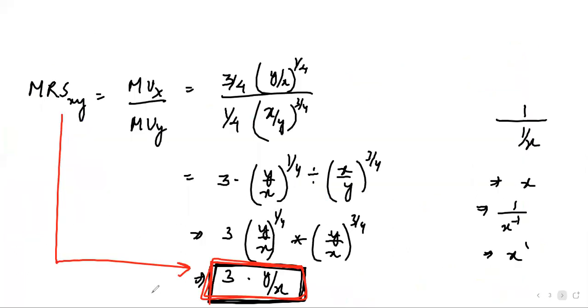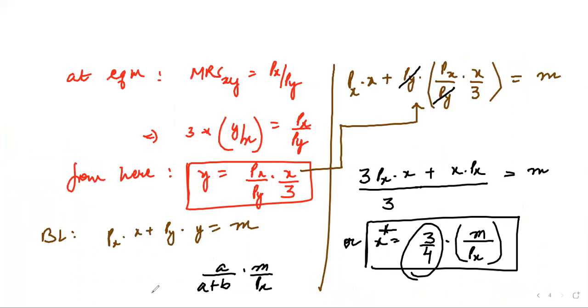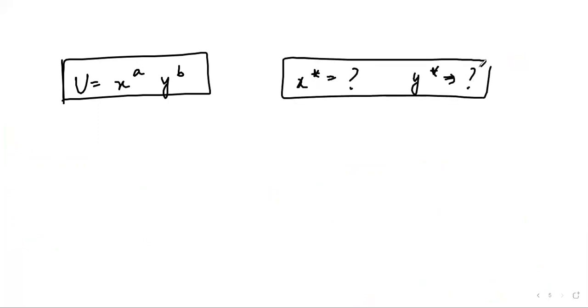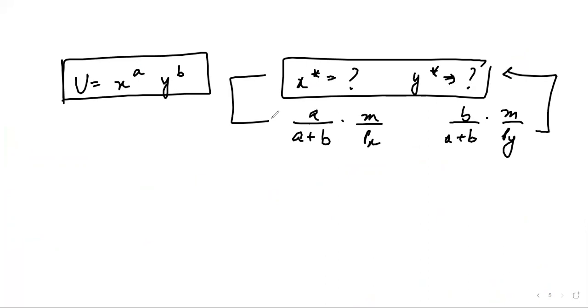So, this is just a passing note. You can go ahead and solve the question which is of this form: x to the power a, y to the power b. Try and maximize this utility function. You will see what x star comes out to be, what y star comes out to be. You will be able to derive the general formula of x star and y star. So just try this, okay?